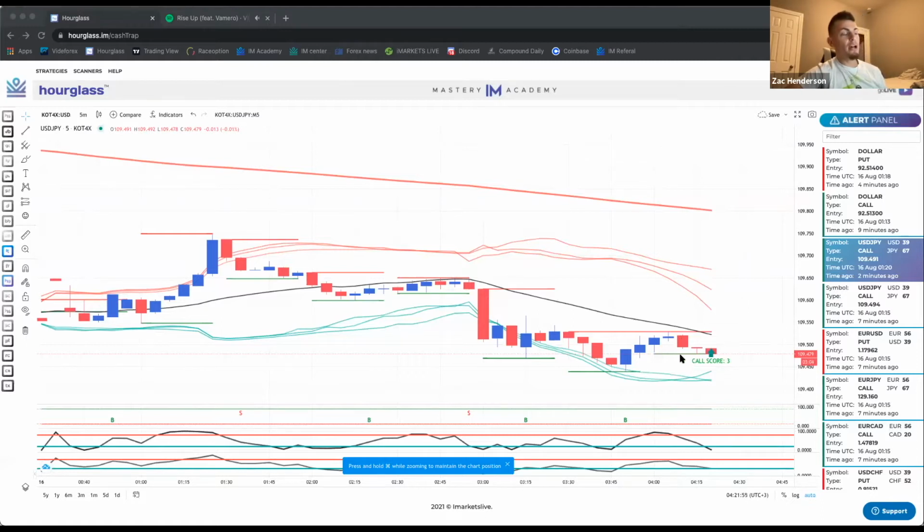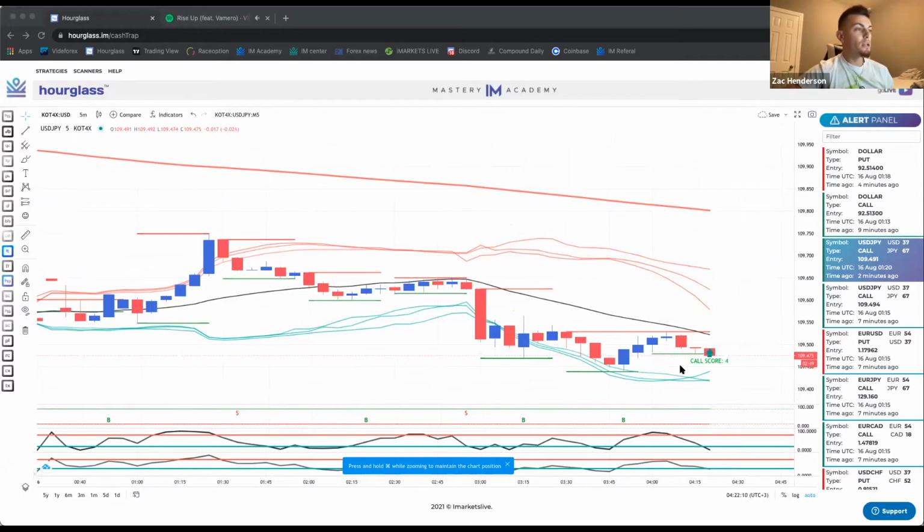So what we're looking for, guys, is the fourth point being these support lines. Okay, these green support lines. All of this is going to be color coordinated. If you can remember green, call, red, put, you're going to be in good shape.